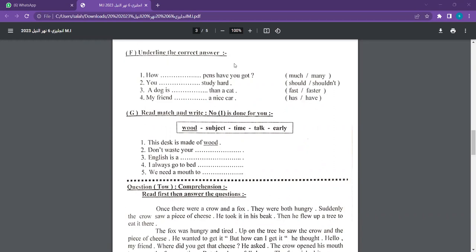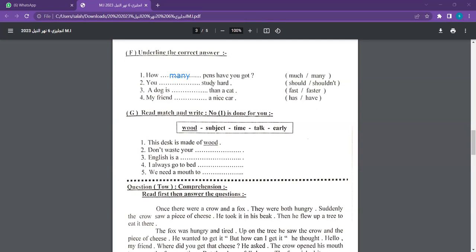Okay, we said that here we have: how dash bins have you got? Here we have much or many? How many? Yes, because I want to know the number of the bins, not the price of it. If I say how much, it means I ask about the price, but here I ask about the numbers of the pens.